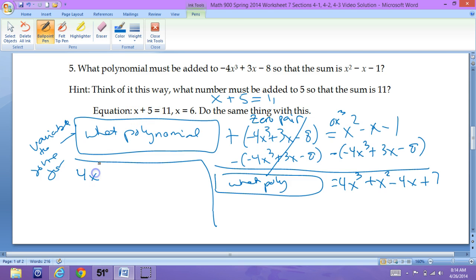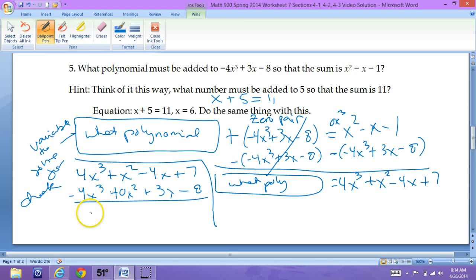So 4x cubed plus x squared, and this is our check, minus 4x plus 7. And then we're adding this to negative 4x cubed plus 3x, well, it's plus 0x squared here. And then plus 3x. Remember, I wanted to put a 0x squared, so I know that there was nothing there. That's all the reason I did it for. Minus 8. So these zero out, so there's 0x cubed, so I'm not going to bother to write it at this point in time. I have an x squared minus 0, which is just an x squared. A negative 4x minus 3x is negative 7x.